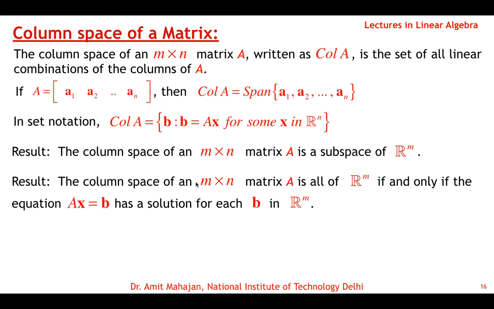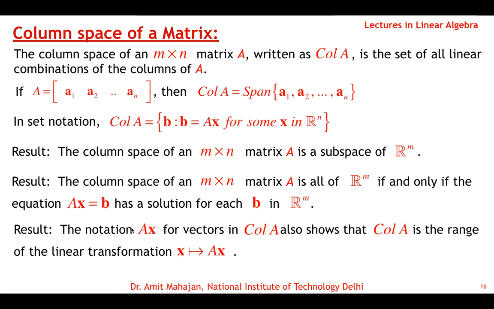Second, the column space of an m cross n matrix A is all of Rm, equal to the codomain, if and only if the system is consistent for every vector in the codomain. So this is a very clear statement. Third, consider the notation Ax for vectors in the column space of A. Vectors B in the column space of A simply mean Ax vectors in the column space of A.